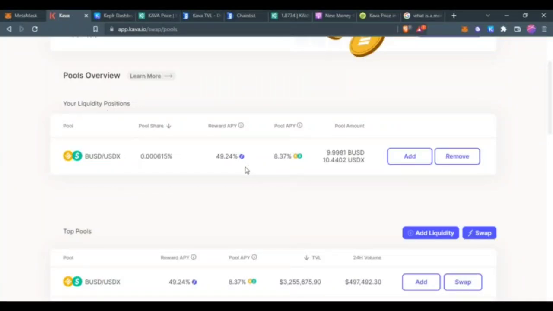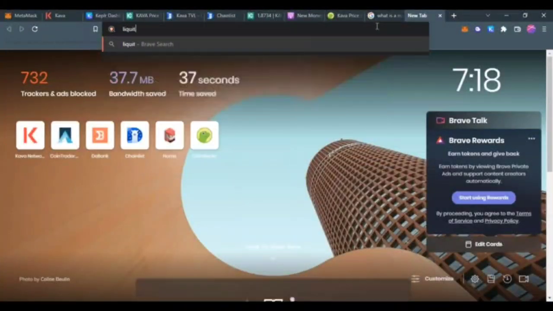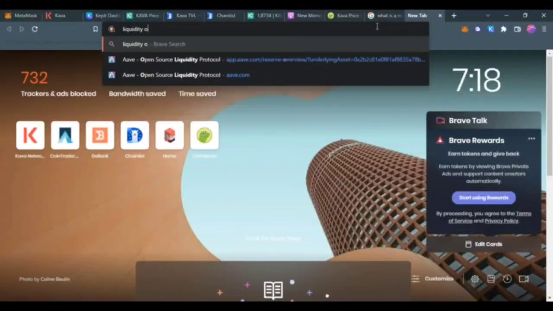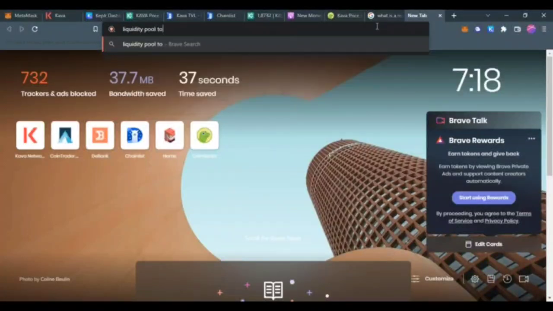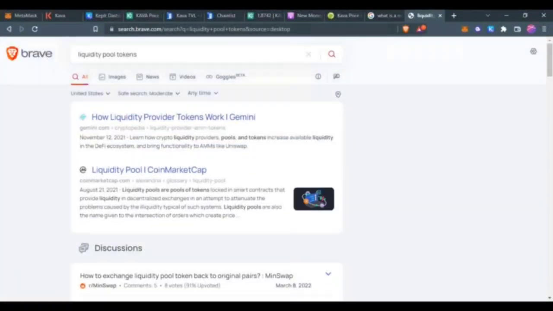So yeah, we do have a liquidity position now open, which once again is with liquidity pool tokens. For those that may not know, maybe I went a little bit too fast. Let's take it slow. Look at everything we've done.